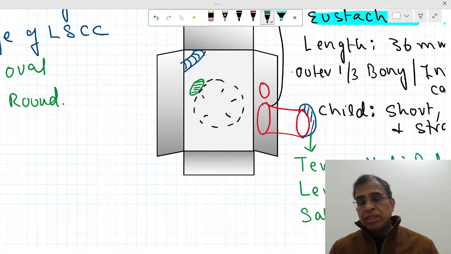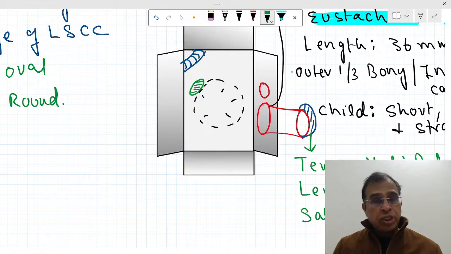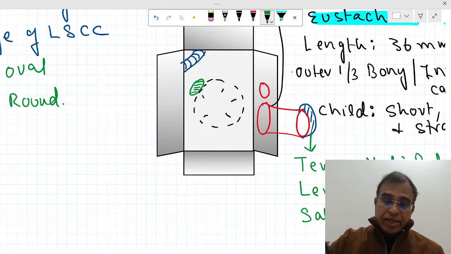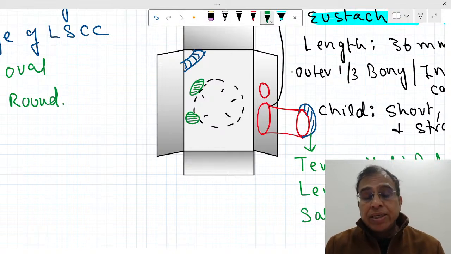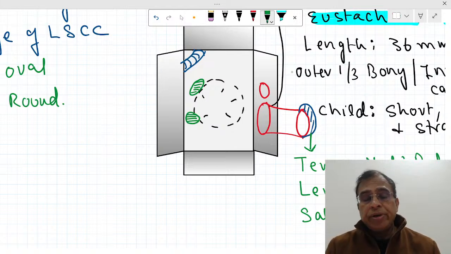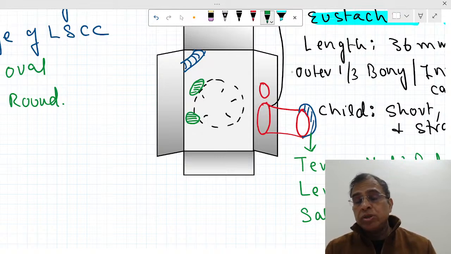Please note, this window lies on the upper part of the promontory, very close to the posterior wall, isn't it? And the round window should be drawn here. Round shaped window, round window. And this is on the lower end of the promontory, again very close to the posterior wall. So both these windows are very close to the posterior wall, but one lies on the upper part of the promontory, one lies towards the lower part of the promontory.